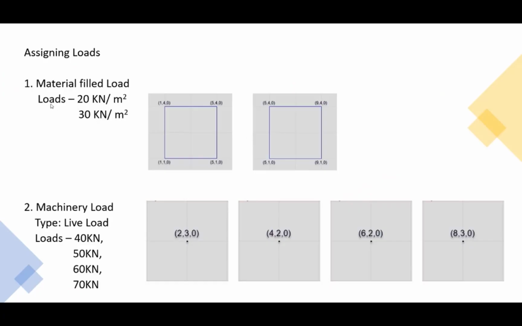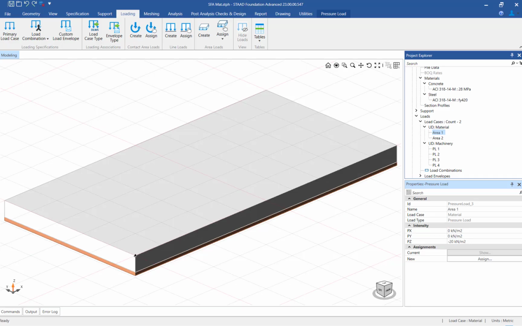Let's go ahead and review the loads that we created and where the loads will be imposed on the mat foundation. On this slide, I have identified where each load with the global coordinate values will be placed on the mat foundation in STAAD Foundation Advanced. We will now turn our attention back to the main application, where we'll start applying the loads that we previously created to the mat foundation.